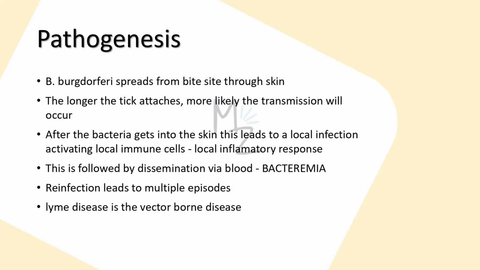After the bacteria get into the skin, this leads to a local infection, and this local infection activates the local immune cells, causing a local inflammatory response, which is followed by dissemination via blood. This means the bacterium is now in the blood, so this condition is termed bacteremia. And the bacteria is now able to reach any organ and can cause damage there.